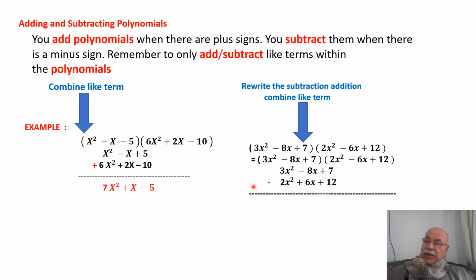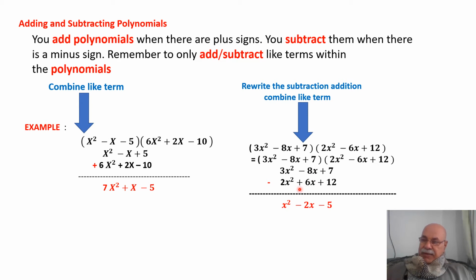Now we subtract. We get 3x squared minus 2x squared, which becomes 1x squared. That's why he does not write 1 here. It becomes x squared, minus 8x.